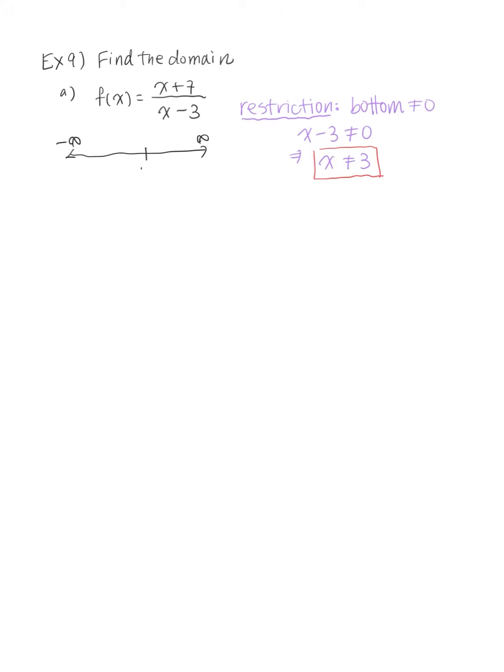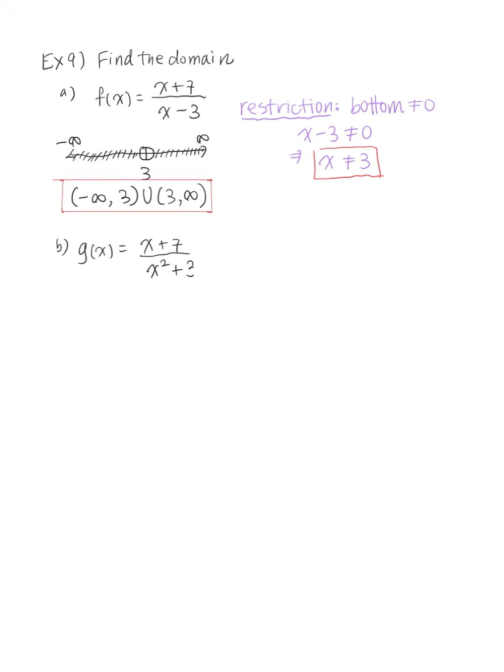And here is our 3. X cannot be 3, so I'm going to have an open circle around it. And your function is defined at all shaded area. So just translate that below, then you're going to have negative infinity to 3, open parentheses, union, open 3 to positive infinity.